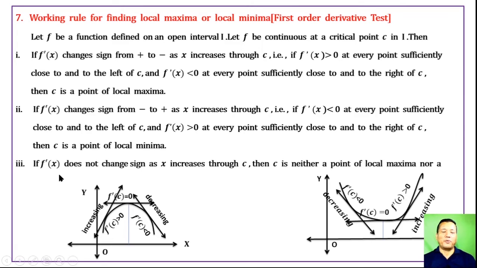If f dash of x does not change sign as x increases through C, then C is neither a point of local maxima nor a point of local minima. In fact, such a point is called a point of inflection.